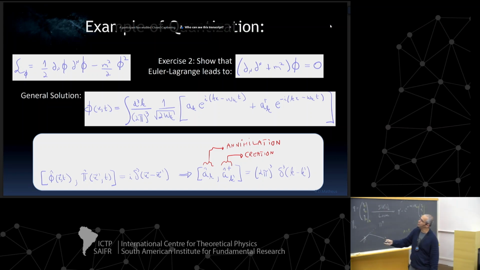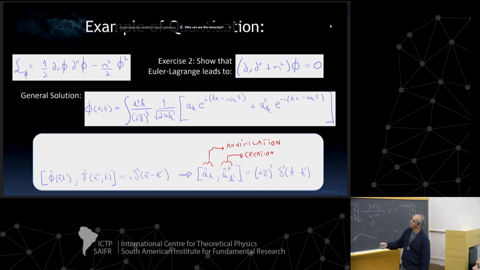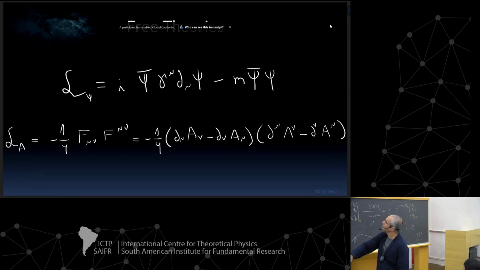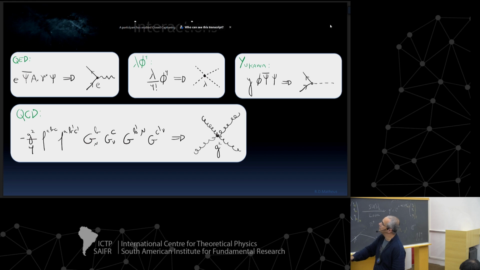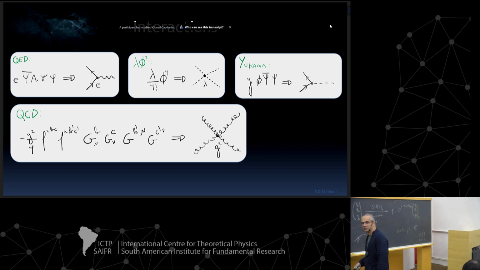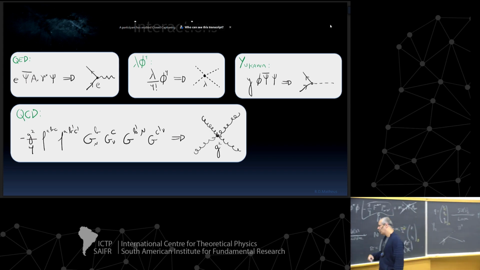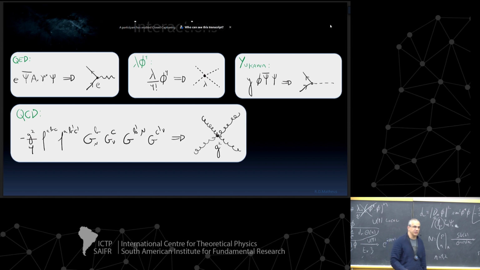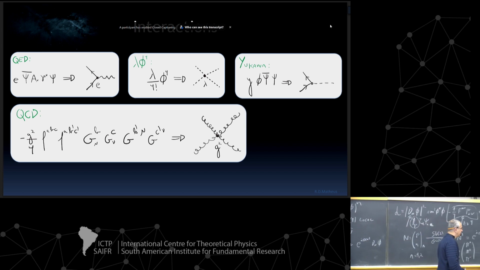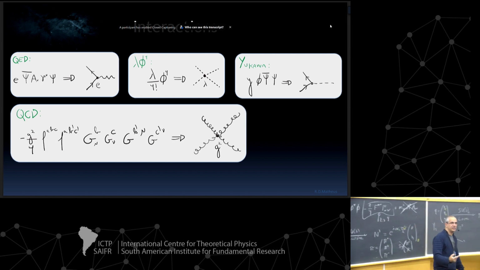The moment I put something that is not quadratic in the fields, so 3 or more fields, then I get interactions. So all these theories I wrote here, right? In principle, I'll put interactions into them. But I always have to treat these interactions perturbatively because I don't know the exact solutions for the interacting theories. I only know the exact solution to the free one.